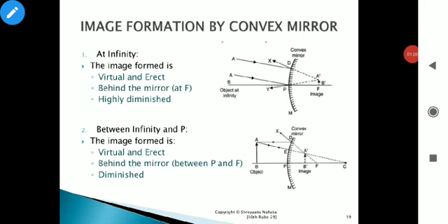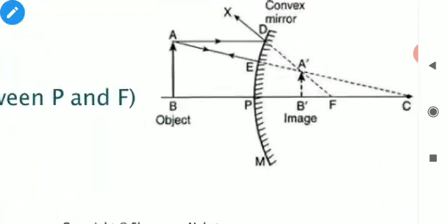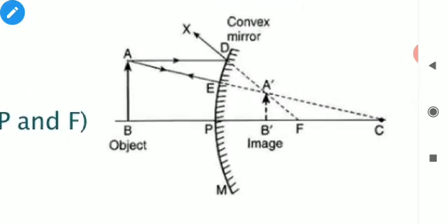So here, students, our next case is when the object is placed between infinity and the pole. Means we place the object in front of our mirror. Now see students, this is our case. This is case number 2.